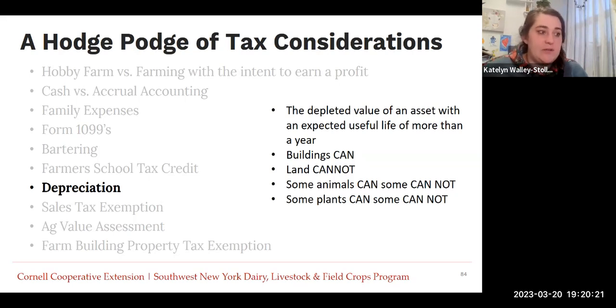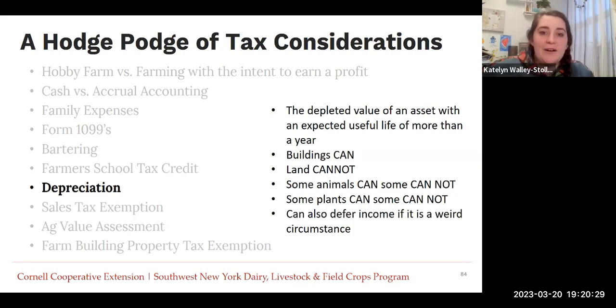Some plants you can depreciate out, particularly if you're purchasing things like fruit trees that are going to be longer lasting plants. And if you have a weird year where you have a big spike in income in one year, but then the following year you're not expecting the same income, you can work with your tax preparer to defer income if there were extenuating circumstances.